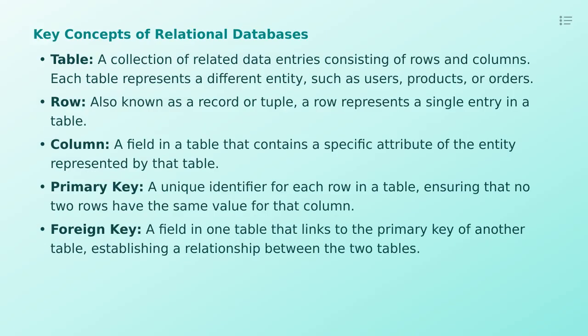Now, key concepts of relational databases. Let's walk through the main points. First, table. A collection of related data entries consisting of rows and columns. Each table represents a different entity, such as users, products, or orders. Next, row. Also known as a record or tuple, a row represents a single entry in a table. Also, column. A field in a table that contains a specific attribute of the entity represented by that table. The full list is on the slide if you want to review it.